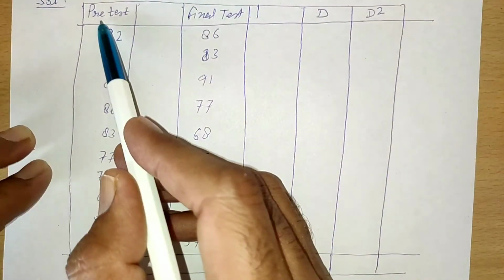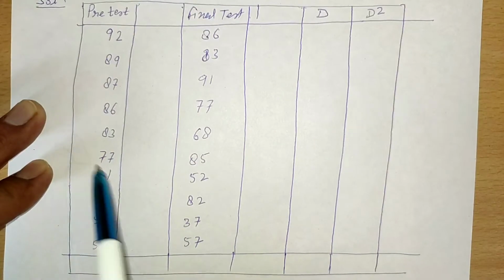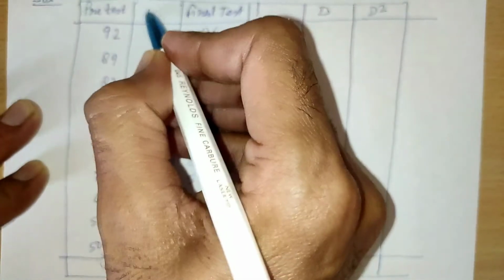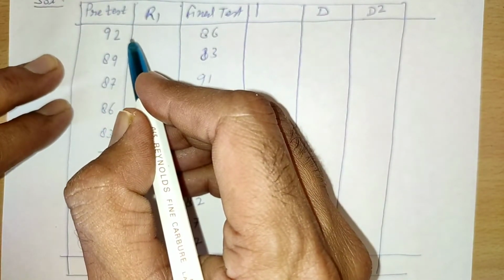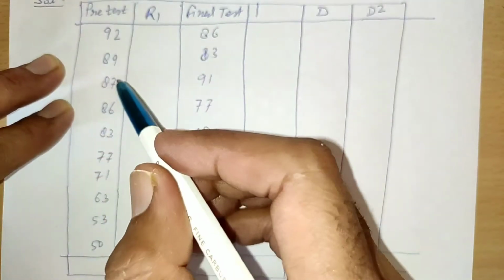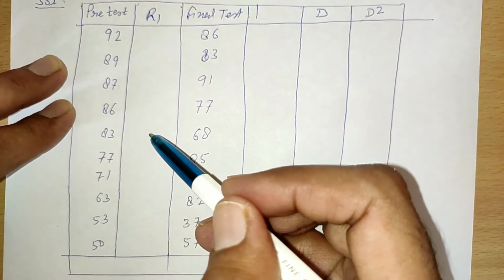So I am writing the marks for the pre-test. Marks for the pre-test are written in the column form, and you have to assign the rank. So say this is R1, rank 1 for the pre-test. There are two ways to assign the ranks. Either you can take the numbers in the ascending order or in the descending order.